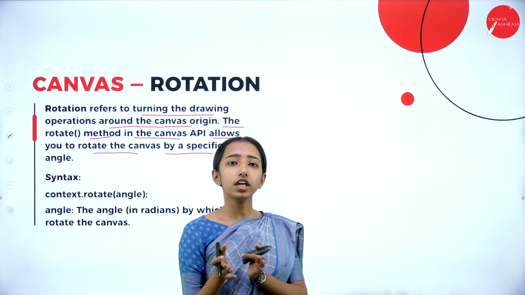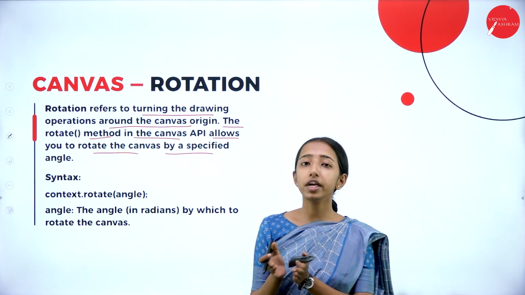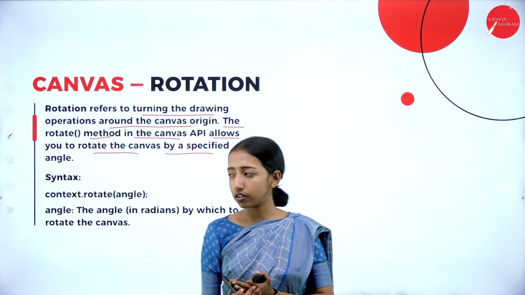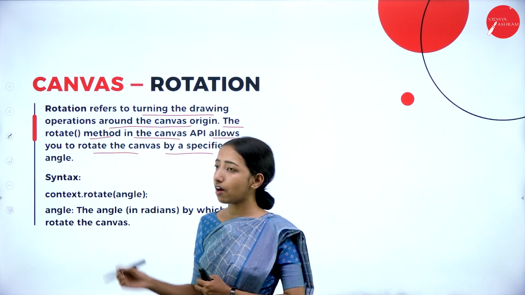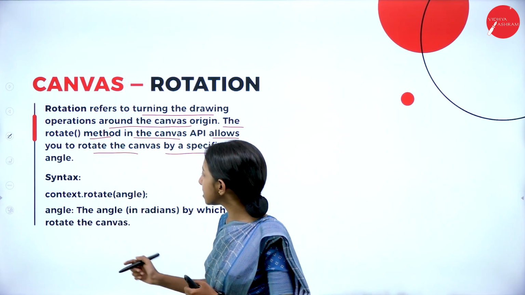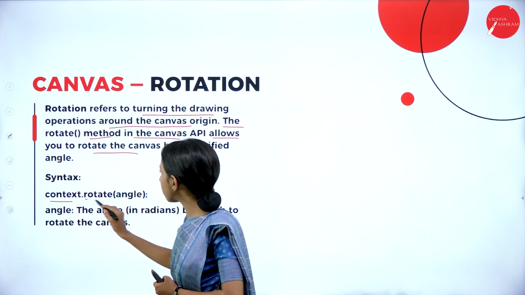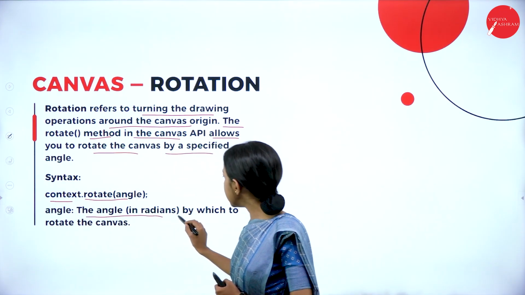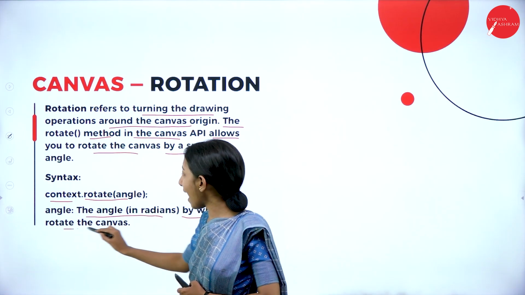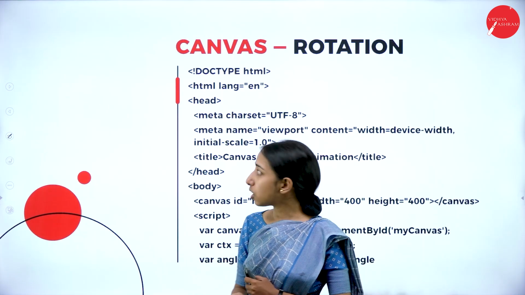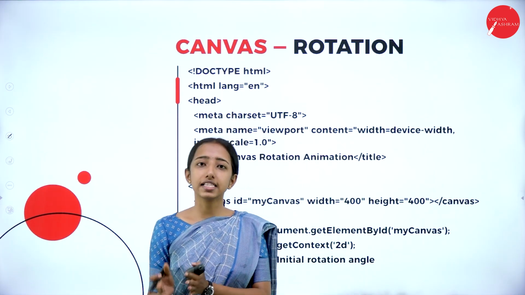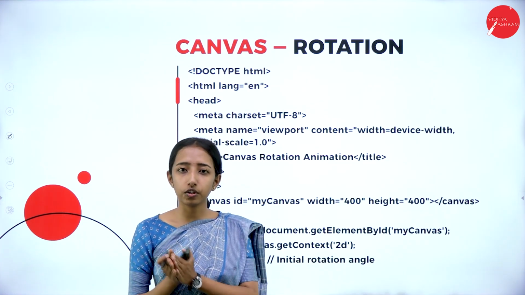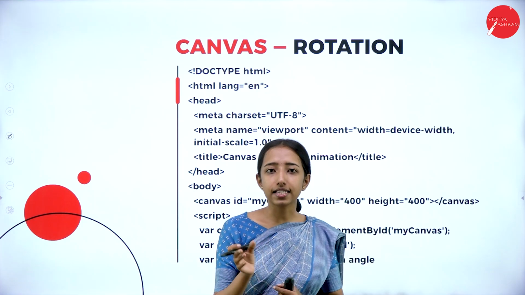So when we use this rotate method, we will be using the angle that we specify to rotate the canvas. Here we have a simple syntax, and you can see here context dot rotate angle. Here the angle is in radians, by which the rotation of the canvas takes place. So here we have a simple example of how we can turn the canvas we have created using the tag called canvas.